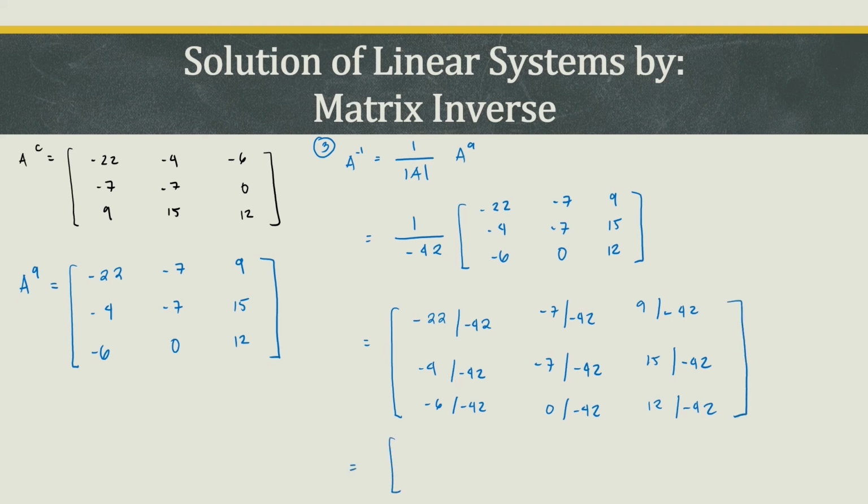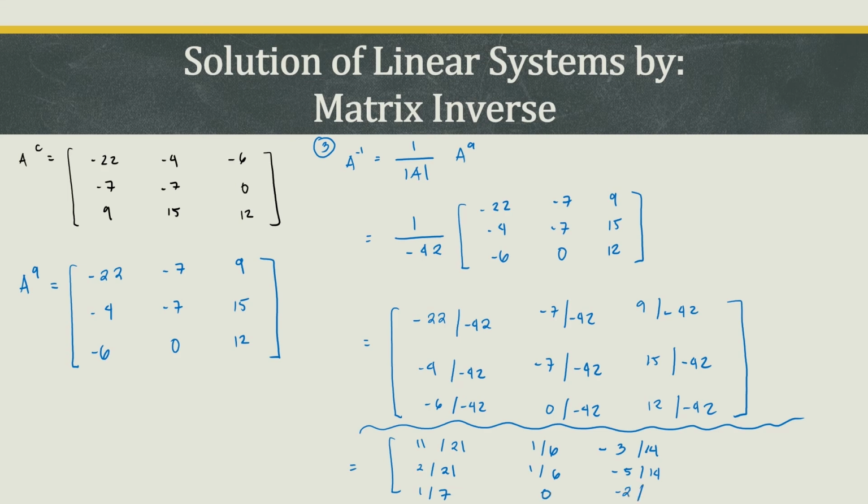Simplifying these fractions, we would have 11 over 21. And this is 1 over 6. This is -3 all over 14. 3 over 14. This is 2 over 21. This is 1 over 6. This is negative 5 over 14. This is 1 over 7. This is 0. This is negative 2 all over 7. So this is the inverse of A.